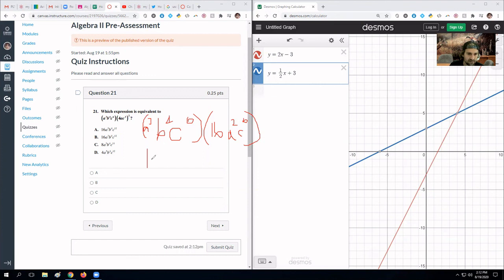16 is a constant number, so that stays alone since there's no other 16 here. Let's start adding the letters. So we got a cubed, a squared, add them together, 3 plus 2 is 5. B's, there's just b to the 4th on the one side, so there's just b to the 4th total here. And then c, we got c to the 6th, c to the 6th, add them together, 6 plus 6 is 12. So 16 a to the 5th, b to the 4th, c to the 12th, be a.